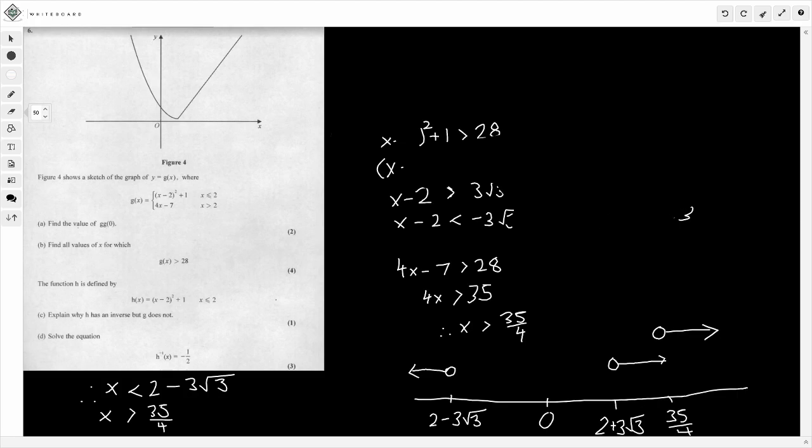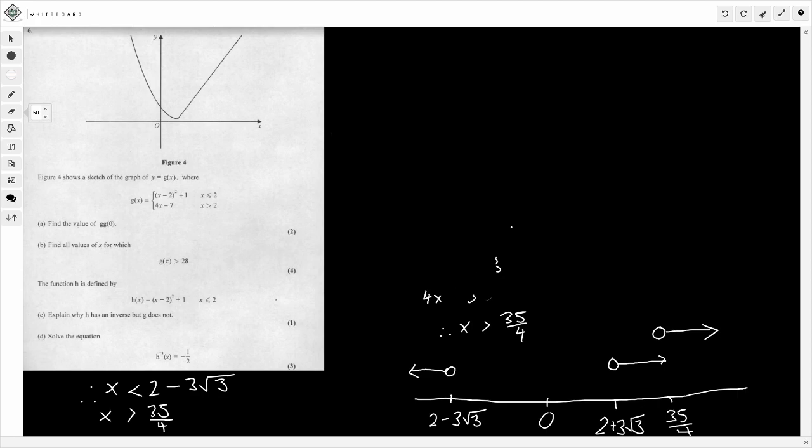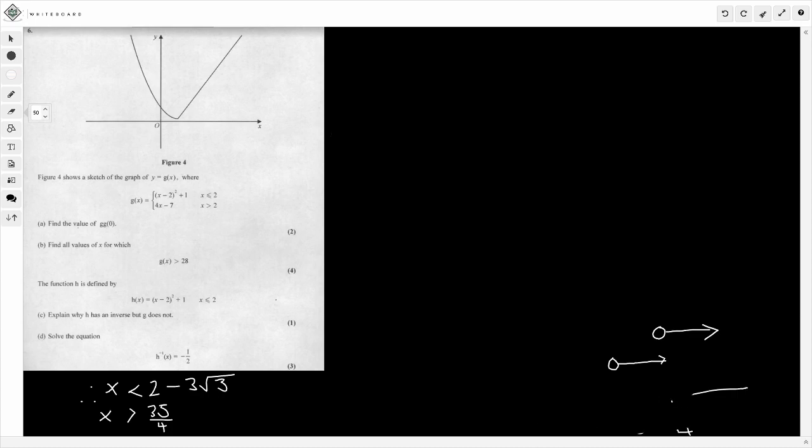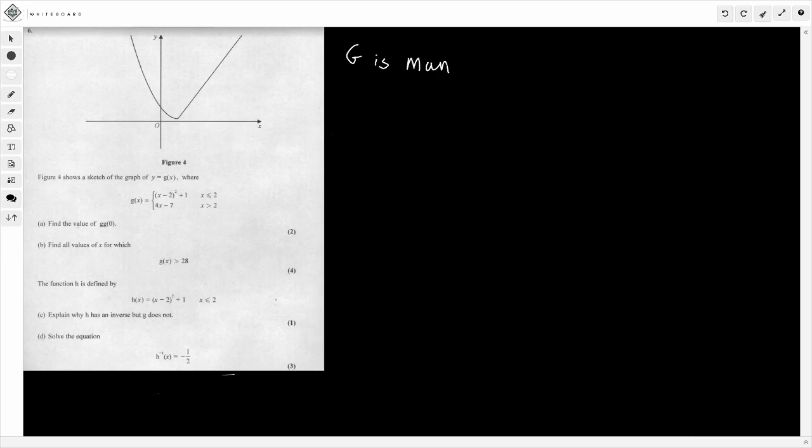So part C is just a one marker, and all it's saying is we have to explain why H has an inverse, but G does not. For a question like this, you need to understand why a function might not have an inverse. A function might not have an inverse for a very important reason, and that reason is when a function is many-to-one. Remember, we have one-to-one functions and many-to-one functions. So G is many-to-one.